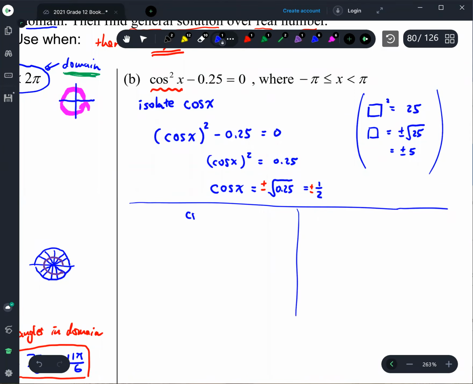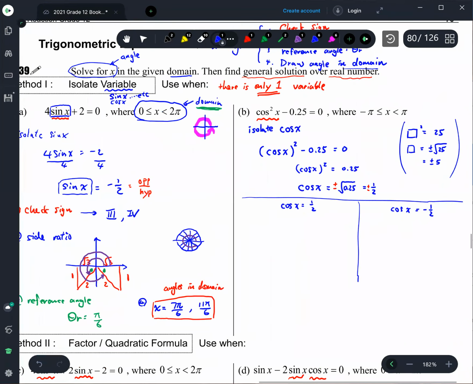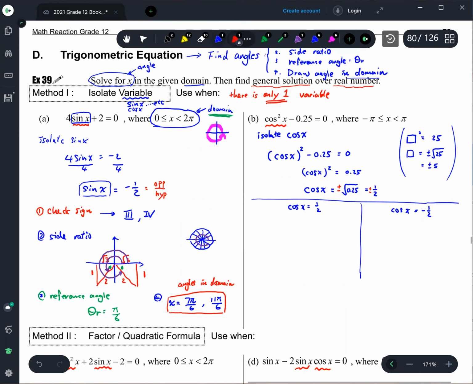One side you will find the angle for the positive half. The other one is cosine x equal to negative half. So that means you should end up with 4 answers. Start from there. You do the same 4 steps. Step 1, check sign. Step 2, side ratio. Step 3, reference angle. Step 4, write out the angle, draw the angle in domain. Okay, same thing for the negative.